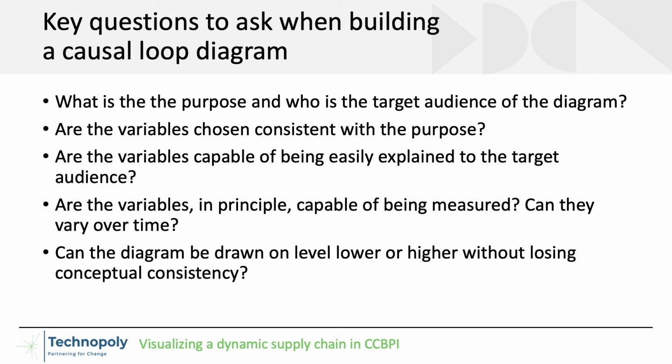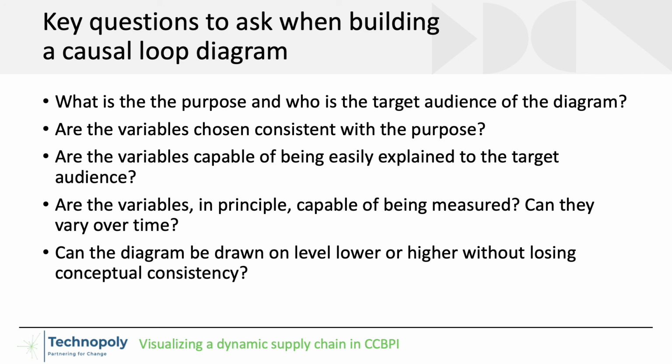You don't show the board of directors a causal loop diagram that is very operational in nature. Consequently, you also don't use a high-level strategic diagram of the system for operations people only. So there has to be a balance between the audience and what you use to represent the variables in your system. Are the variables capable of being easily explained to the audience? Oftentimes, a good test would be, could you explain it? If you have a hard time explaining it, most likely the diagram is not a good diagram to use.